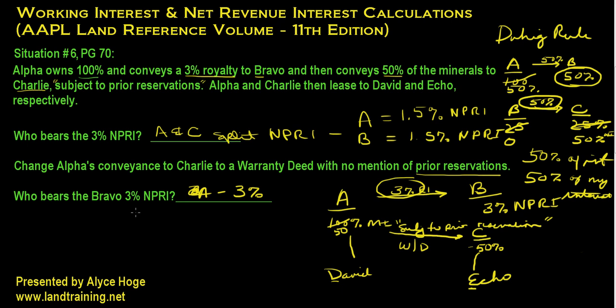So this is sort of like a Duhigg type situation because it didn't mention the prior reservations, and therefore we're going to assume that A is responsible for the entire non-participating royalty interest.